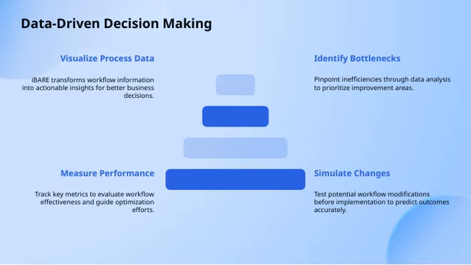Let's dive into how data-driven decision-making can really transform our workflows. First, visualize process data. This means turning raw workflow information into clear insights that help us make smarter business decisions. It's about seeing the story behind the numbers. Next, identifying bottlenecks is crucial. By analyzing data, we can pinpoint where inefficiencies are happening and focus on improving those areas first. Measuring performance is also key. We track important metrics to evaluate how well our workflows are functioning and to guide our optimization efforts.